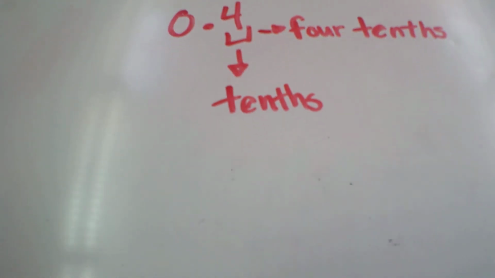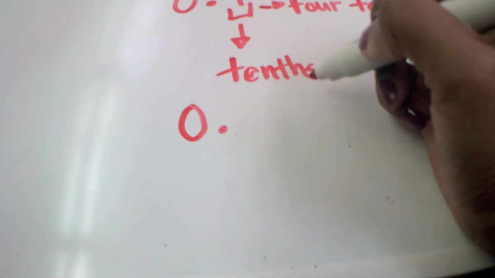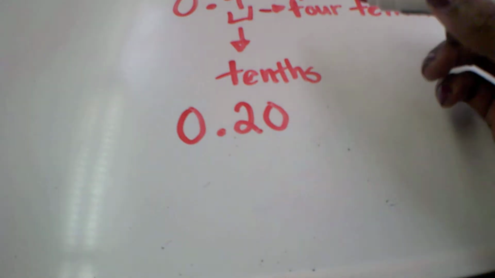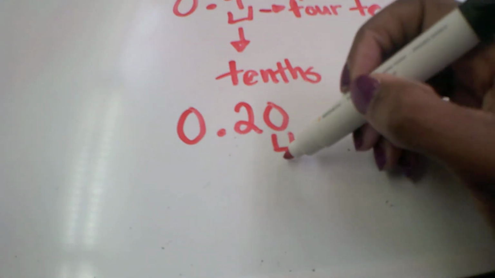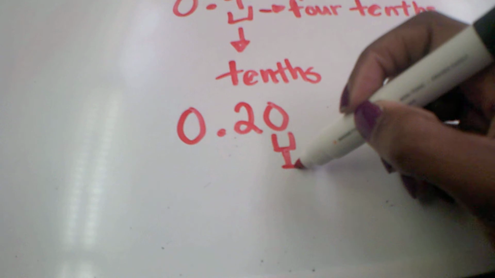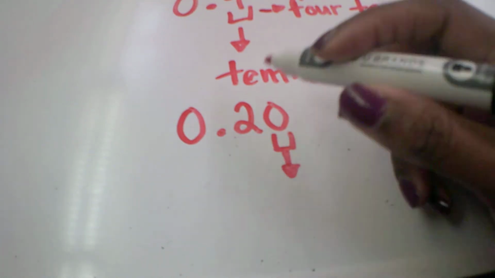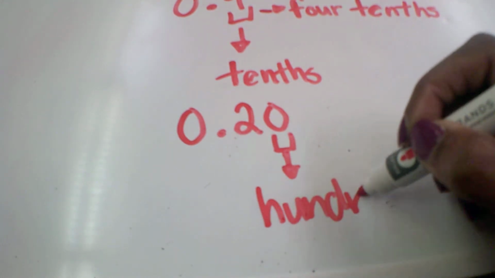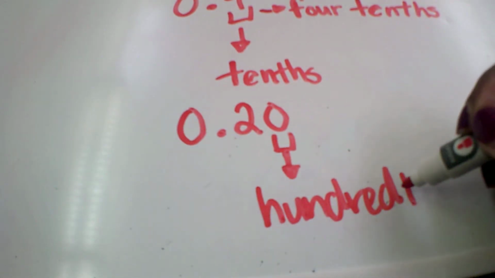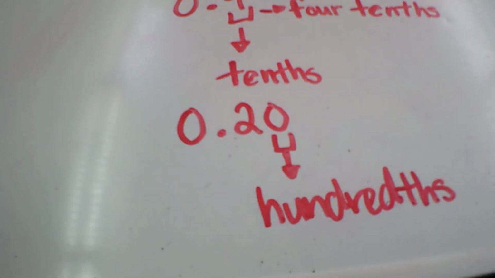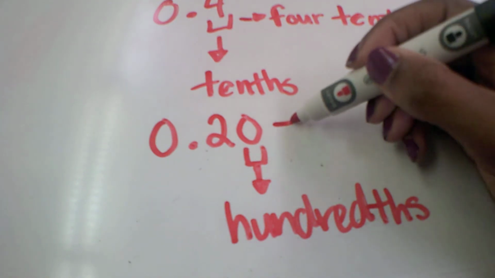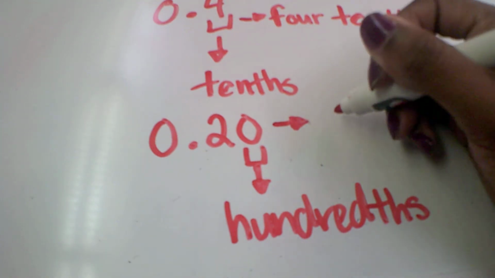Let's do another one. Let's say we have 0.20. Well, this place is the hundredths place. Don't forget the Ds, hundredths place. So this will be 20 hundredths. 20 hundredths.